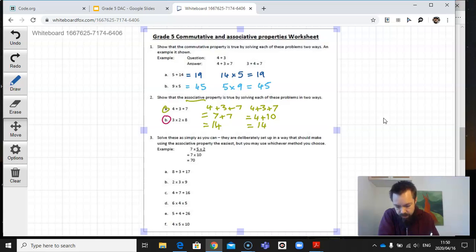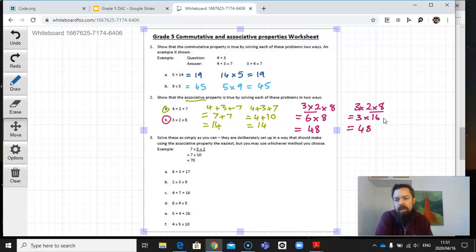So first up, I'm going to do 3 times 2 times 8, and next to it, 3 times 2 times 8. There would be a third way you can do this one, but I suspect most of you would have done it these two ways. So for this one, I'm going to do my 3 times 2 first, so 6 times 8, which gives me 48. On this side, I'm going to do this part first, 16. 3 times 16 is 48. So both of those are the same. If you did the third one and you're not 100% sure, you can email me and ask me for the third one.